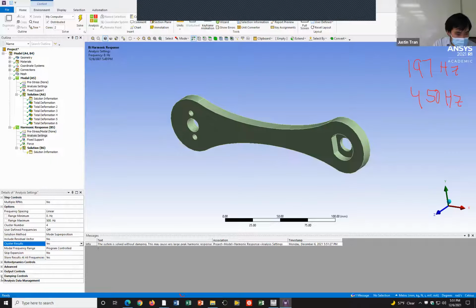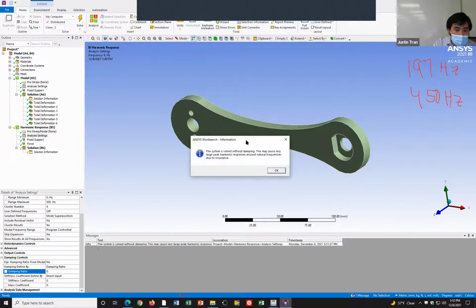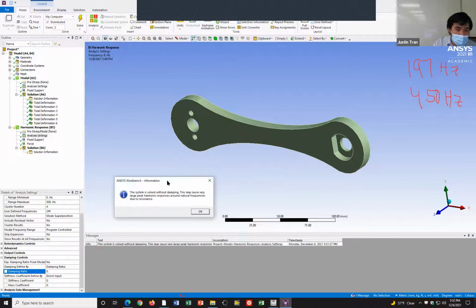Okay. All right, and the last thing we're going to set is you need to expand this setting here for damping controls. Okay, and the setting that we're going to change here is called the damping ratio. Okay. All right, and so actually, if you're running the harmonic system response, you might run into this warning right here, which tells you that the system is being solved without any damping. Okay, and so if you read the tooltip here, this may cause very large peak harmonic responses around the natural frequencies due to resonance.